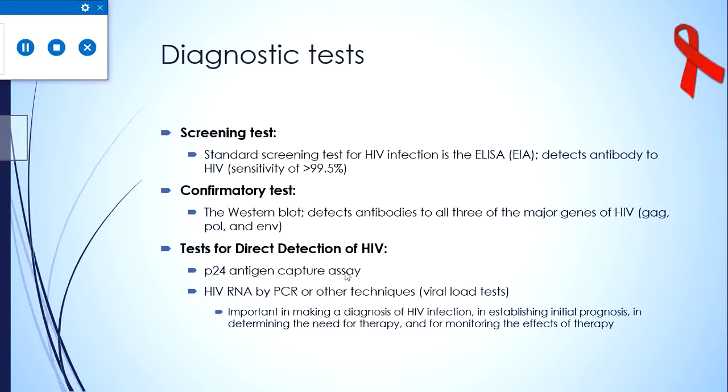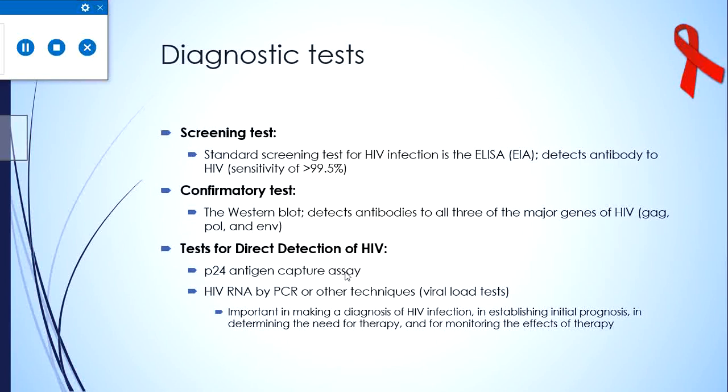There are several screening tests which can be rapidly performed and have a sensitivity of more than 99.5%. They are usually ELISA-based, which detect antibodies against HIV. But once positive, they need to be confirmed by a confirmatory test, which is usually a Western blot test, which detects antibodies against all the major genes of the virus, including GAG, POL, and envelope genes. Then certain tests which directly detect the virus itself, for example, by P24 antigen capture assay or by HIV RNA by PCR, other techniques which also tell about the viral load, how many viral copies are there in the serum.